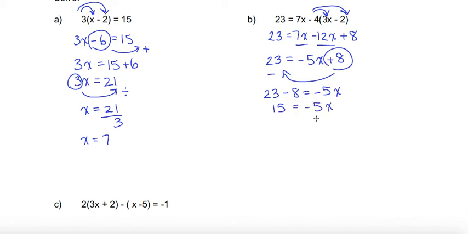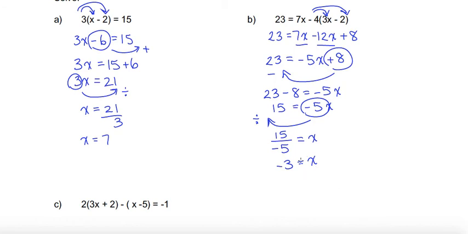So now I want to isolate my variable even further by looking at the term that's being multiplied, in this case to my x. The opposite of multiplication when I bring it across the equal sign is division. So I have 15 divided by negative 5. I always keep the sign that's included with my coefficient, and that is equal to x. 15 divided by negative 5 is negative 3. So negative 3 is equal to x.